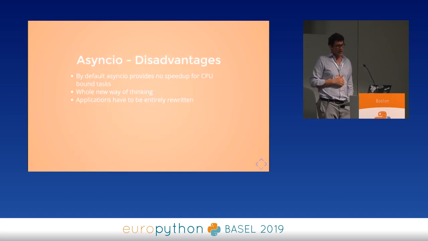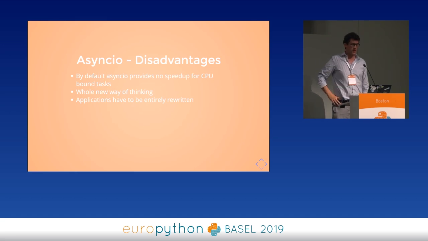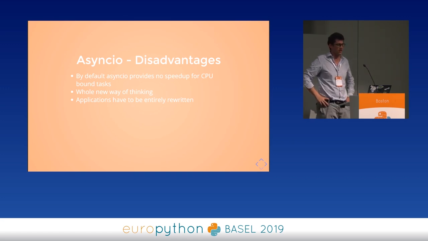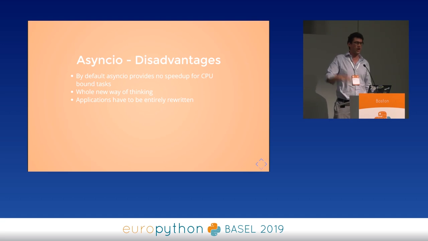Disadvantages: we don't get any speed up of CPU at all by using vanilla async.io, but the real problem is a whole new way of thinking. And in general, you have to kind of rewrite applications. It's possible in theory to adapt them, but in general, I think you basically have to abandon an existing project and start again if you're going to start using async.io all over the place. You might be able to get away with using it in a few places, but in general, it's a whole new rewrite.